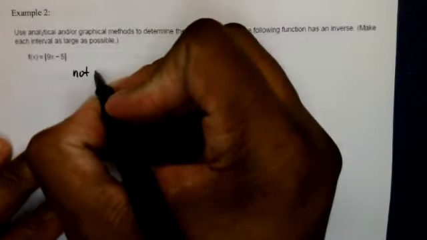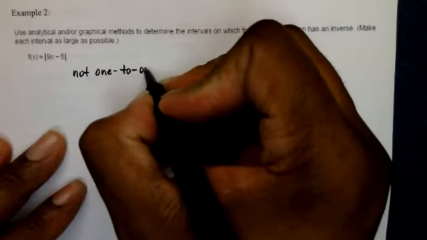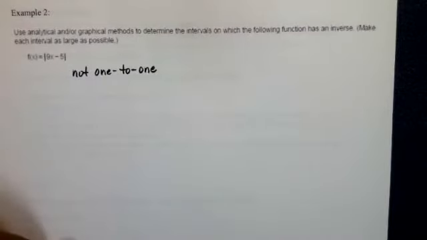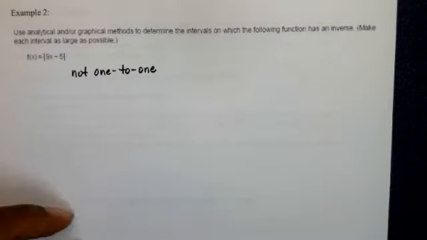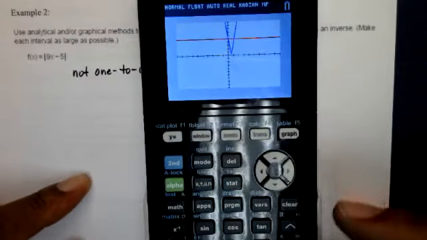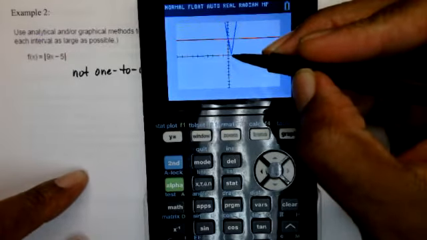So that absolute value function does not have an inverse function, so it's not going to be one-to-one. Now, going back to this graph here, we're going to find out the intervals where it would have an inverse. Well, we know the problem would be at that point right here.